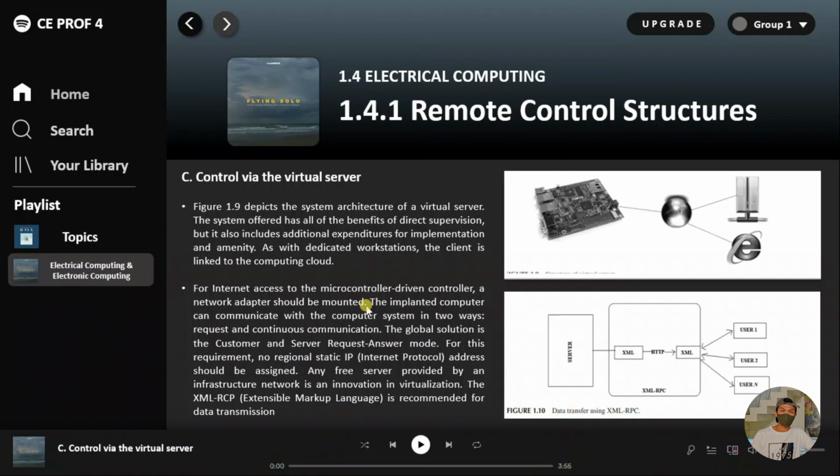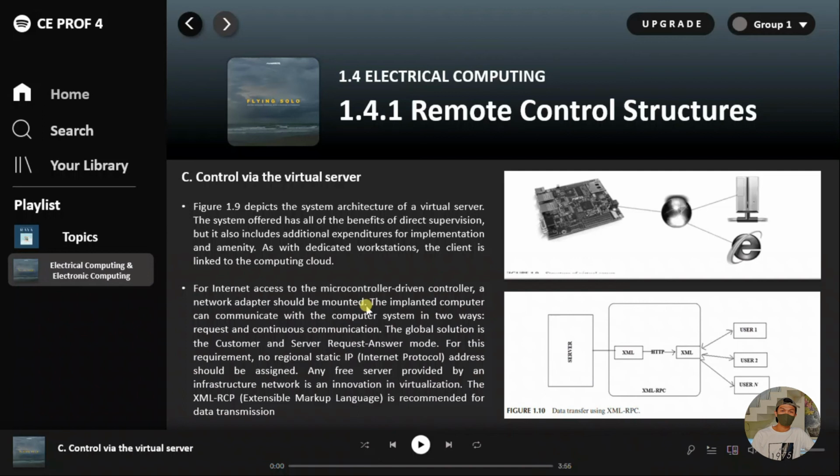So in the control via virtual server, compared to a dedicated server, the virtual server shares software and hardware resources with other operating systems. Virtual servers are common because, one, they can provide more efficient resource control and are cost effective through server virtualization. For internet access to the microcontroller driven controller, a network adapter should be mounted.